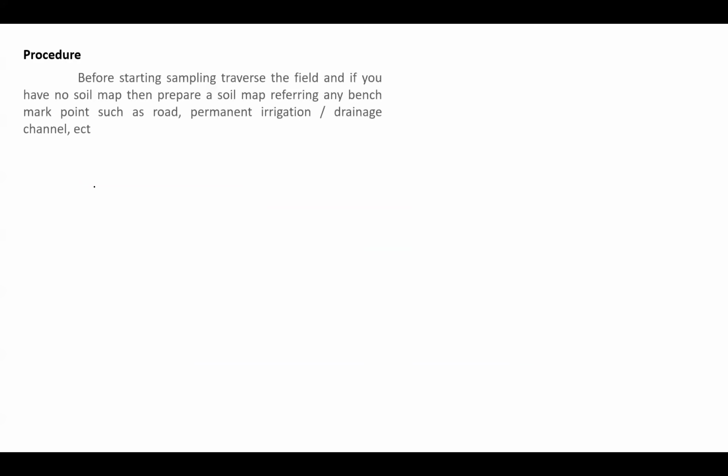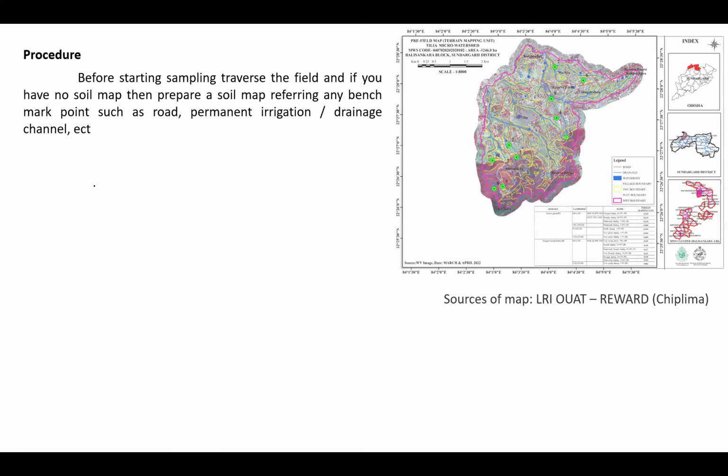And what is the procedure? Now we will see the procedure of surface soil sample collection from a farmer's field. Before starting, whenever we start a sample collection, we want to see the location of that particular area, how the landform is distributed, what the conditions are, where the road is, and where the irrigation channel is. We want to take that into consideration. If we have a soil map like this, we are lucky enough.